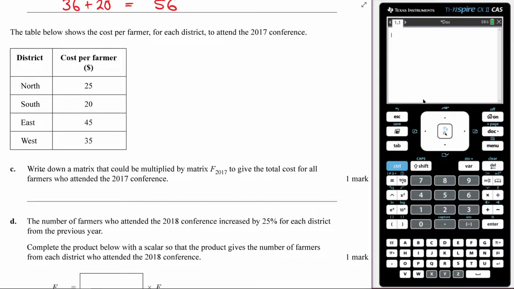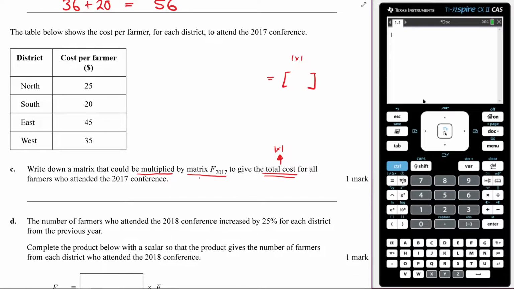We're then told, write down a matrix that could be multiplied by matrix F 2017 to give the total cost for all farmers who attended the 2017 conference. As soon as I see total cost, I think in my head, that means I need a 1-by-1 matrix as my answer. So I'm just going to roughly write down what I'm going to do. I need my answer to be a 1-by-1. I don't know what my answer is yet, but I know it's going to be like this. There's going to be one number there.